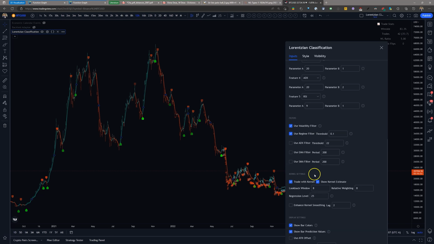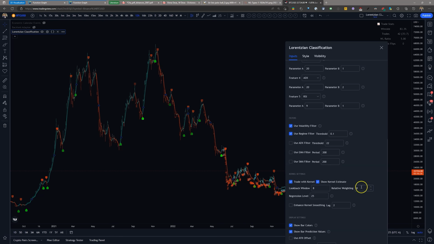The kernel settings are interesting because this is like an extension of the filters, I would say. You can basically disable trade with kernel. Trade with kernel is kind of like trade with trend in the sense that it will just try to make its entries in line with the color changes, right?